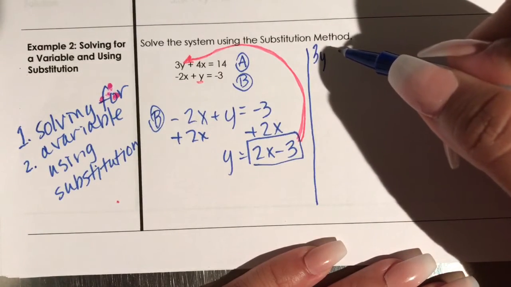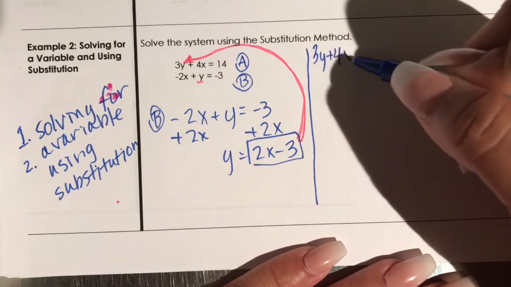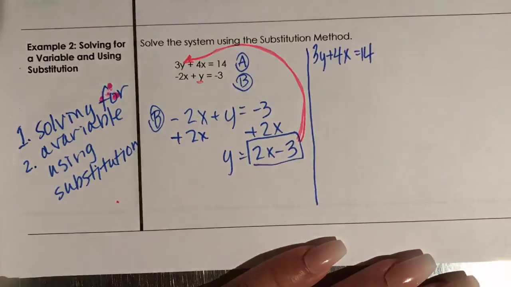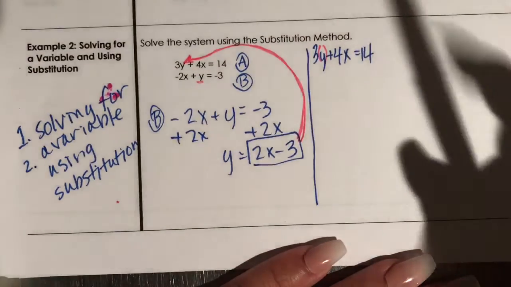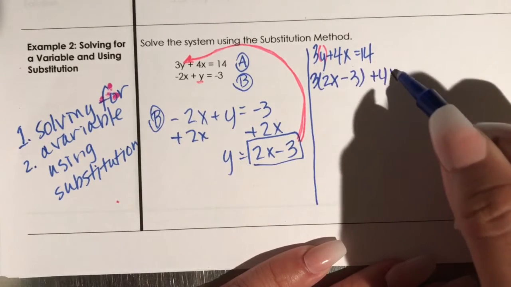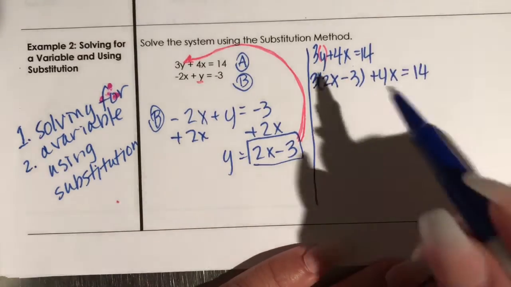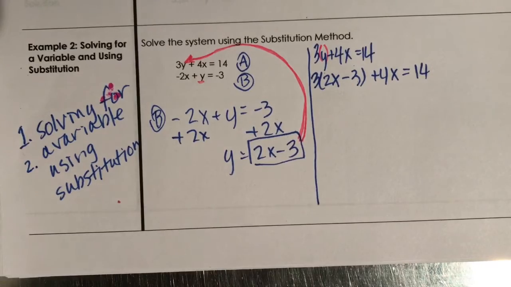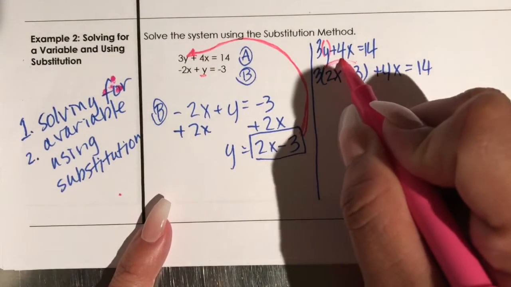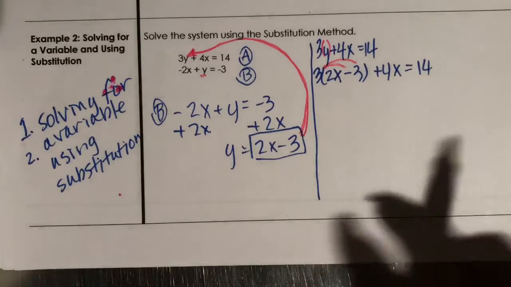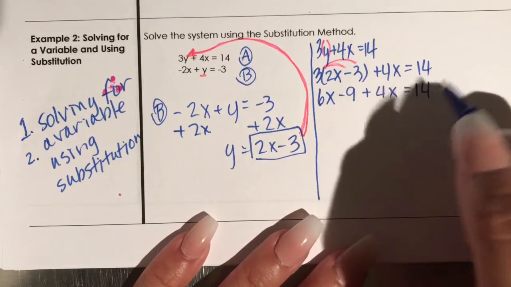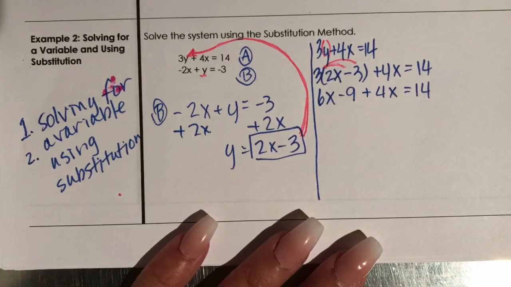3y plus 4x equals 14. Substitute the whole thing for y, where I see the y, so I'm going to say that has parentheses around it. 3 times 2x minus 3 plus 4x equals 14. Distribute the 3 to each term. I don't know if you can see that. We're going to distribute the 3 to each term. 6x minus 9 plus 4x equals 14. I did not bring down the parentheses because I already distributed.